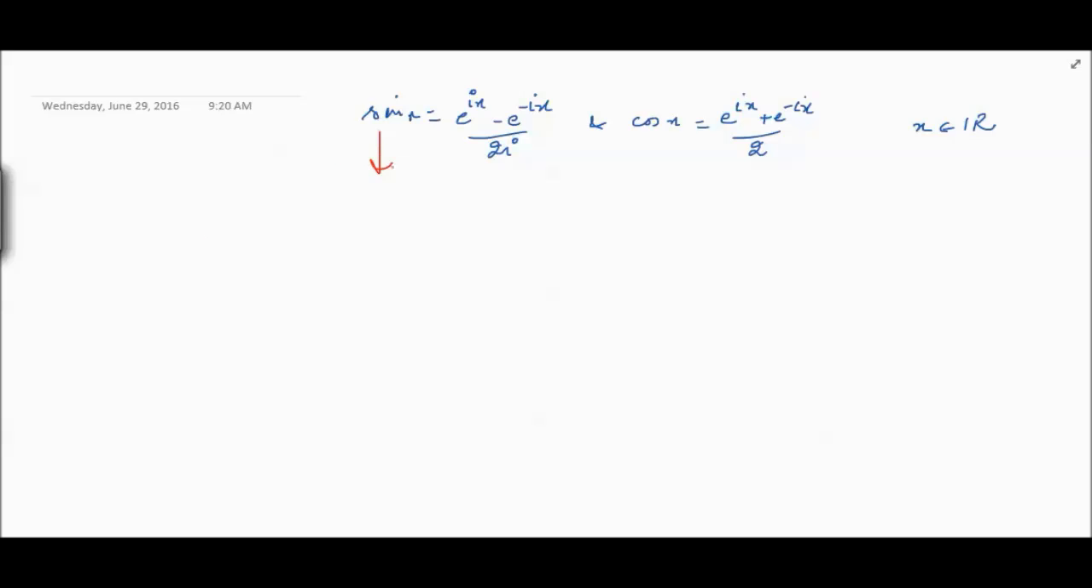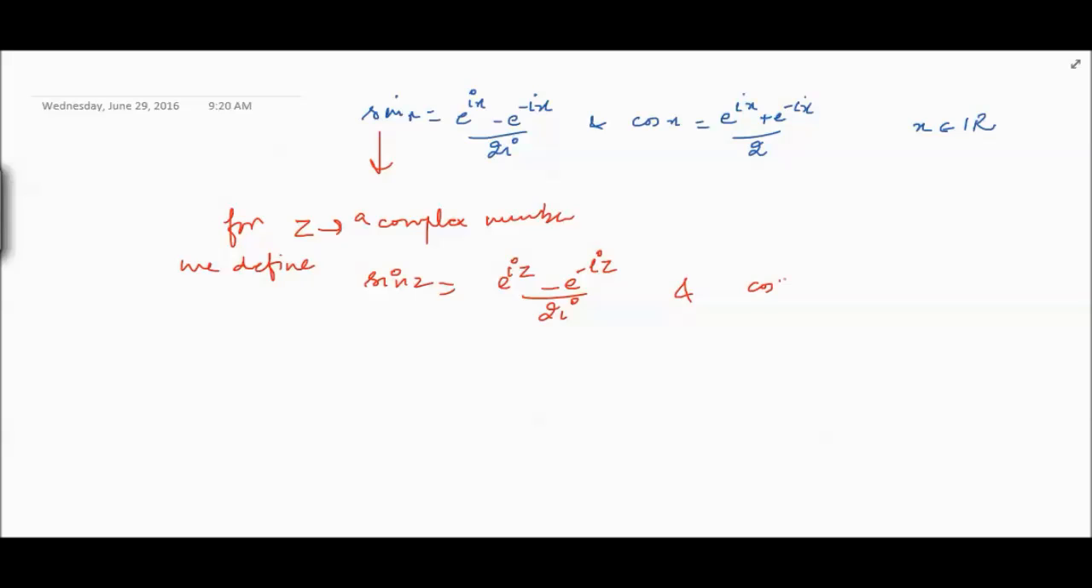Now similarly for z, a complex number, we define sine of z as e raised to power iota z minus e raised to power minus iota z, by 2 iota, and we define cos of z as e raised to power iota z plus e raised to power minus iota z, upon 2. So we are moving on the similar analogy: whatever we have in the case of real numbers, we are generalizing for the case of complex numbers.